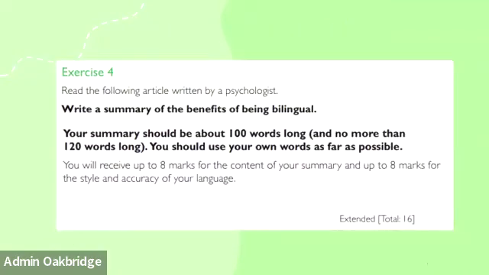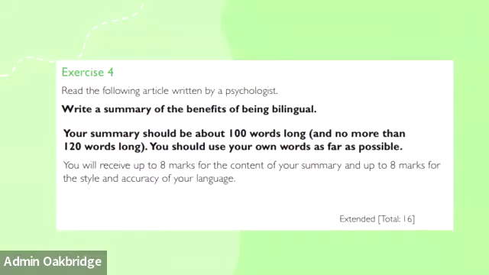Now let's have a look at a sample of question for summary writing. This is a sample. You will read the following article written by a psychologist. Write a summary of the benefits of being bilingual. Your summary should be about 100 words long and no more than 120 words long. You should use your own words as far as possible. So you see these words are in bold. It means that it's very important. You must pay attention to this.